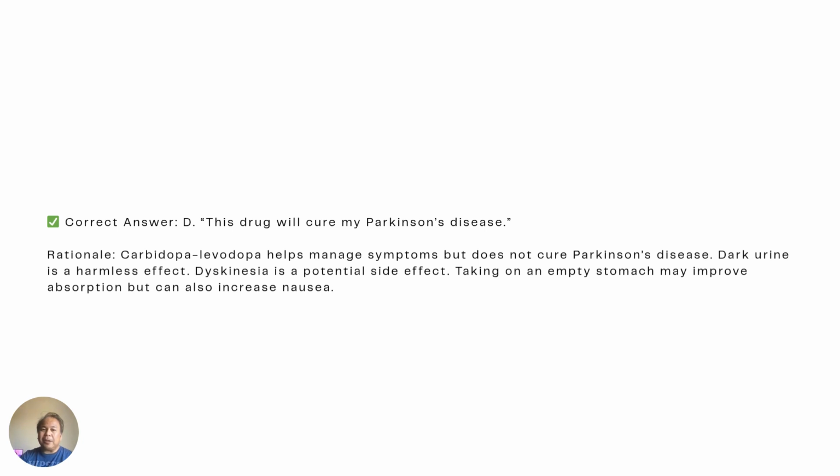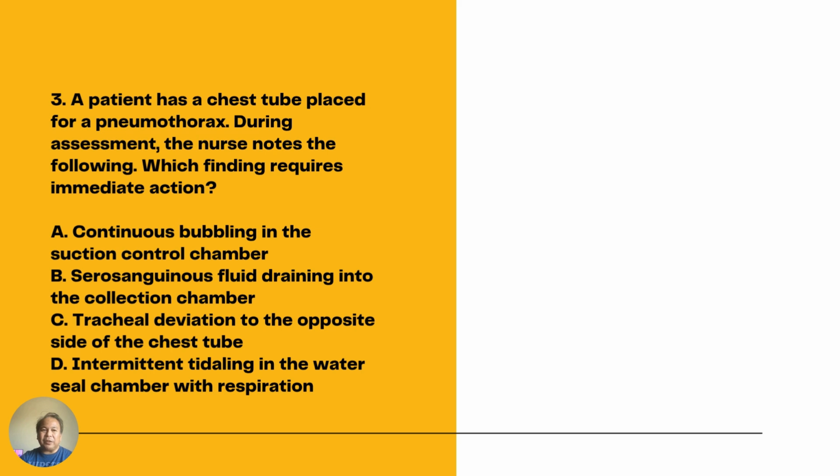So two questions up. We still have 8 to go. Right? So let's start with question number 3. A patient has a chest tube placed for pneumothorax. During assessment, the nurse notes the following. Which finding requires immediate action? Is it A, continuous bubbling in the suction chamber? So remember, this is a chest tube connected to suction.